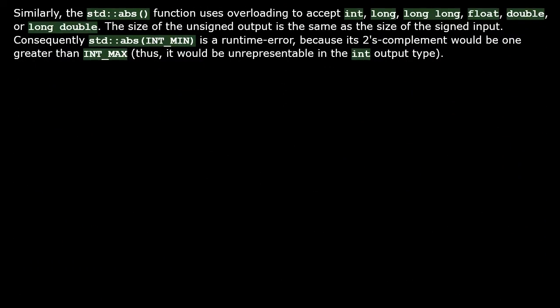Similarly, the absolute value function uses overloading to accept int, long, float, double, and long double. The size of the unsigned output is the same as the size of the signed input. Consequently, passing int min is a runtime error because its 2's complement would be 1 greater than int max, and thus it would be unrepresentable in the int output type.